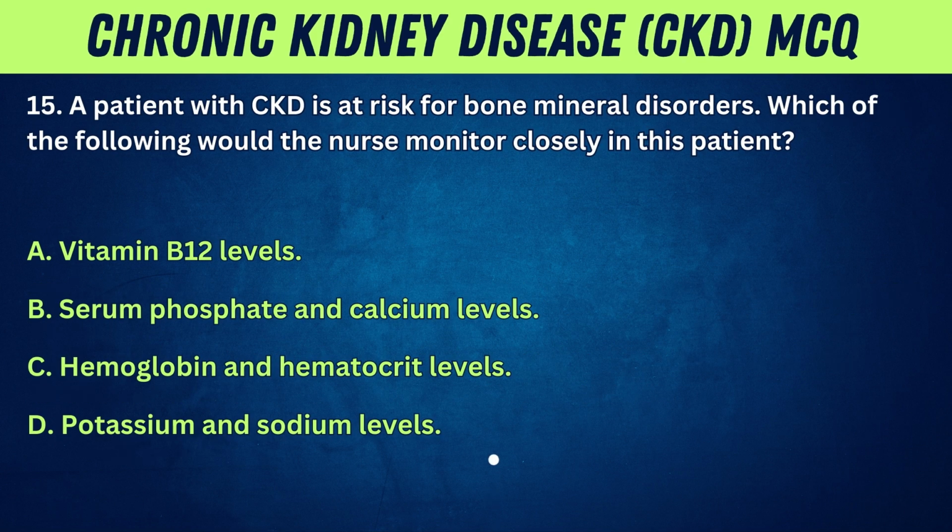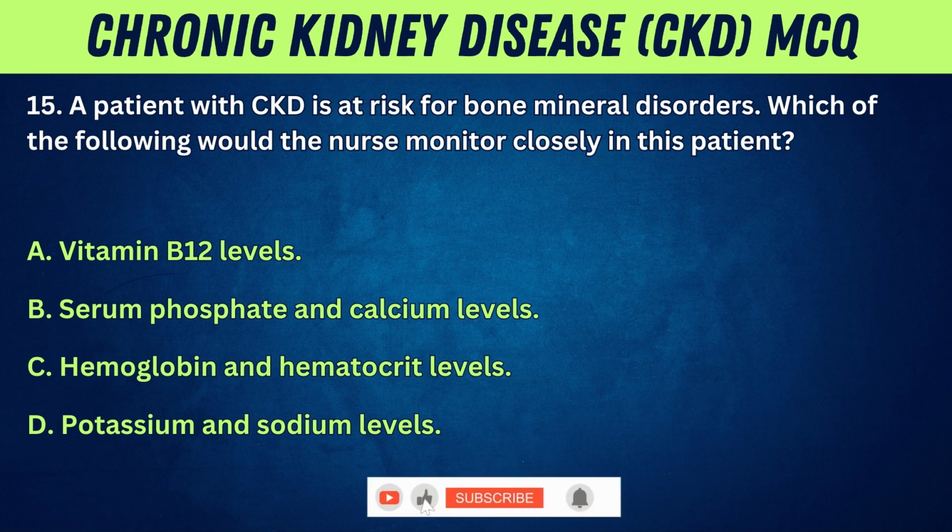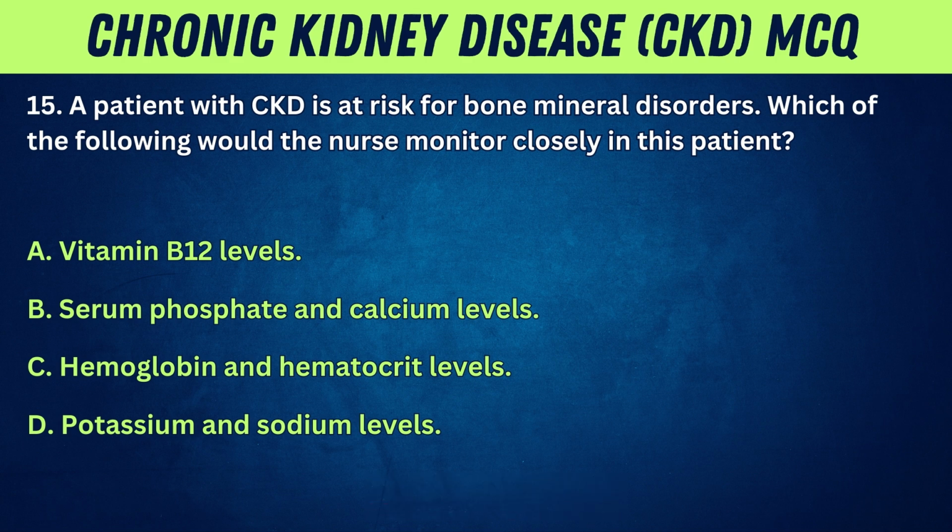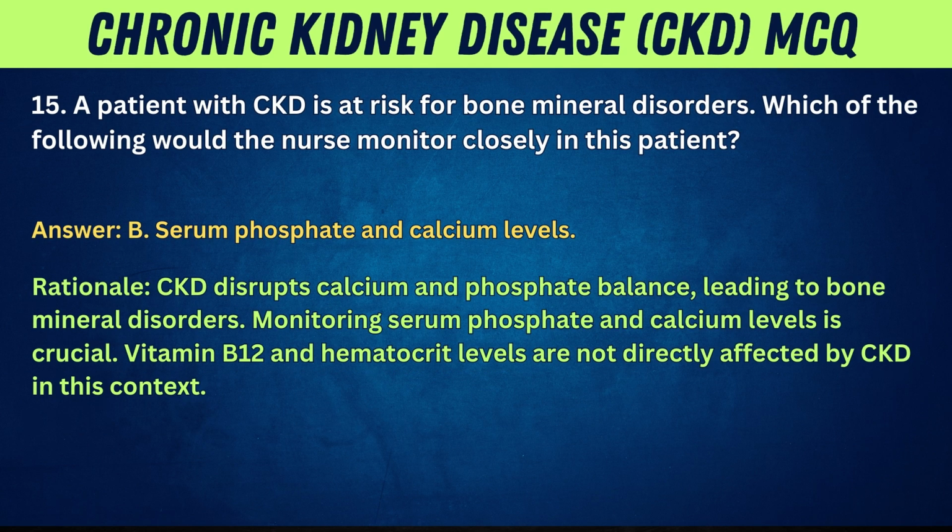15. A patient with CKD is at risk for bone mineral disorders. Which of the following would the nurse monitor closely in this patient? A. Vitamin B12 levels. B. Serum phosphate and calcium levels. C. Hemoglobin and hematocrit levels. D. Potassium and sodium levels. Answer: B. Serum phosphate and calcium levels.